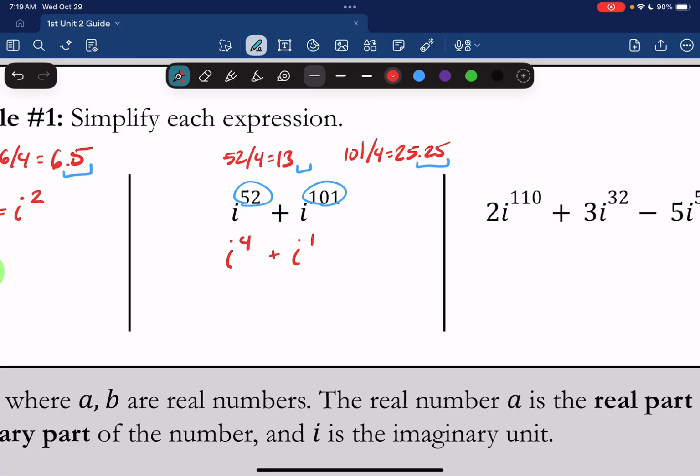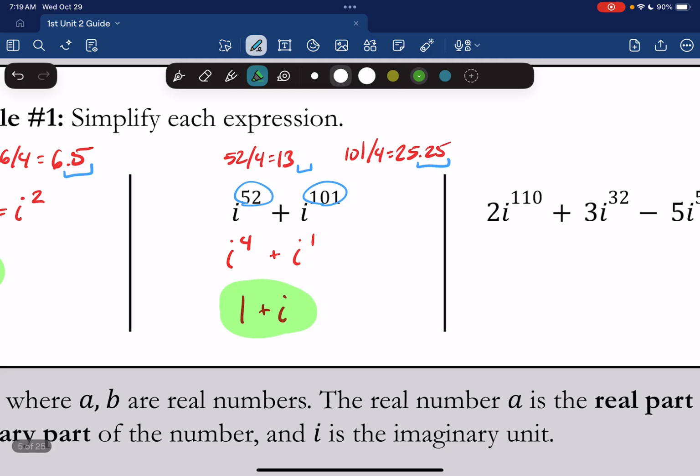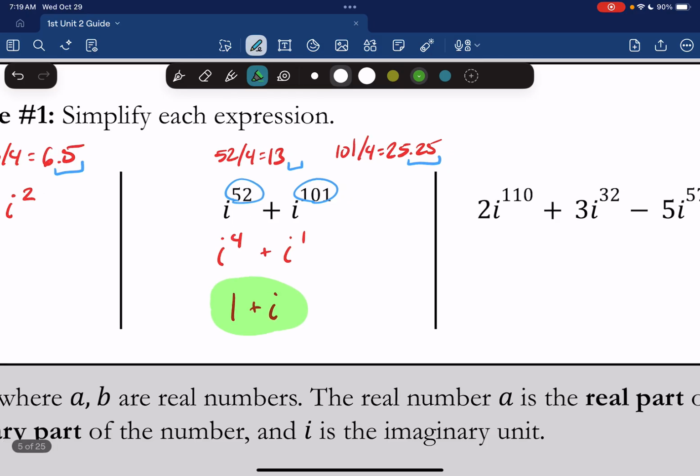So we know i to the fourth is 1. i to the first is i. So 1 plus i. And we cannot combine these. And so that is my final solution, 1 plus i.